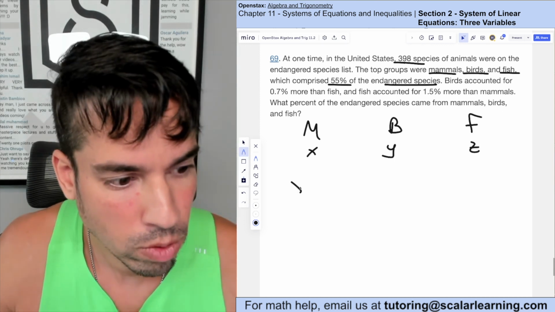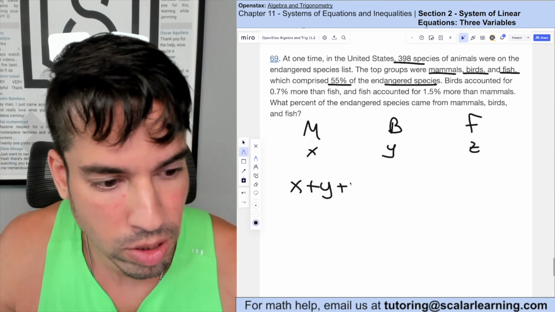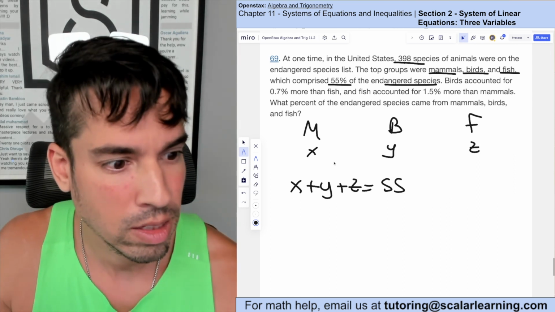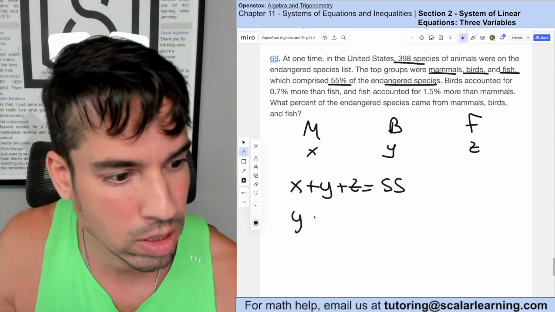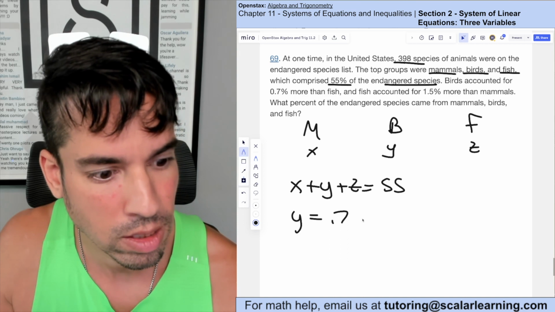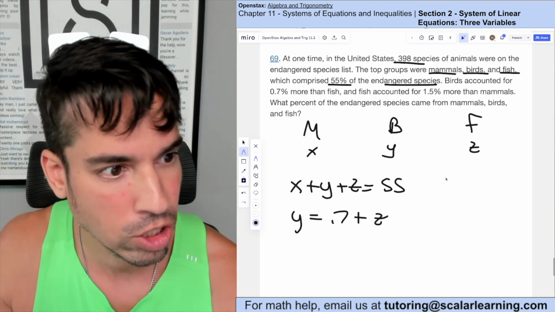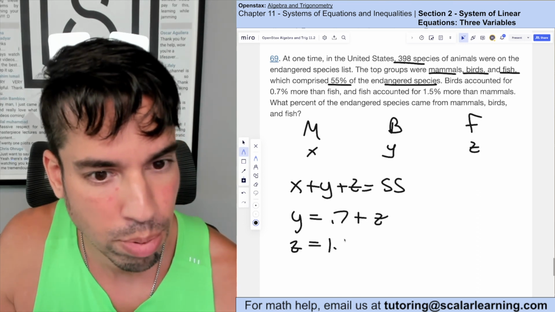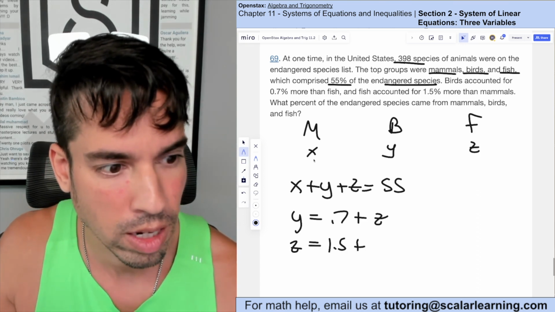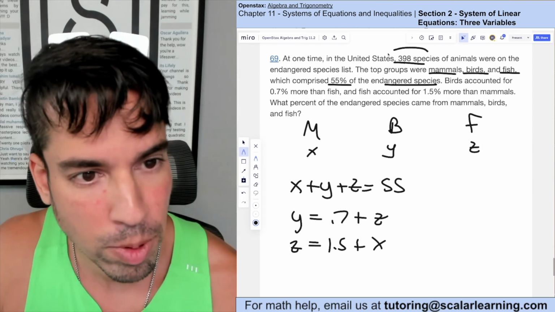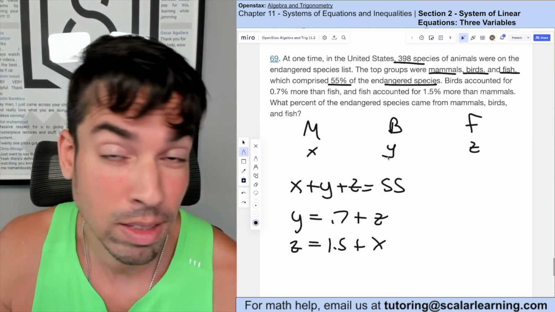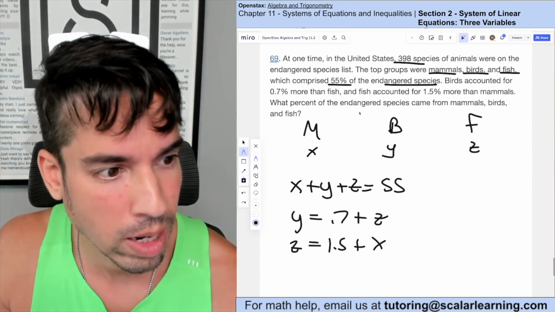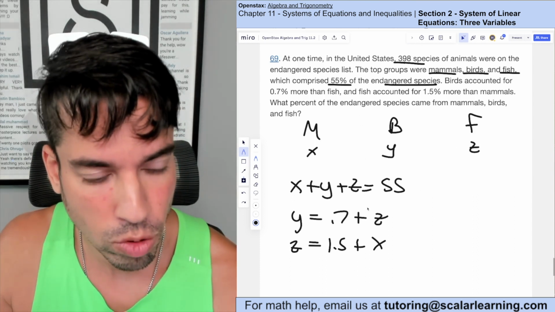So first we know that if we add these three percentages together, it's going to be a total of 55%, right? And then it said birds accounted for 0.7 more than the fish, which is Z, and the fish accounted for 1.5 more than the mammals, which is X. Now you might be wondering about this number, but that looks like a red herring. I still always underline every number just in case, but we don't really need it here. Okay, now we got a triple system, 3 equations, 3 variables.